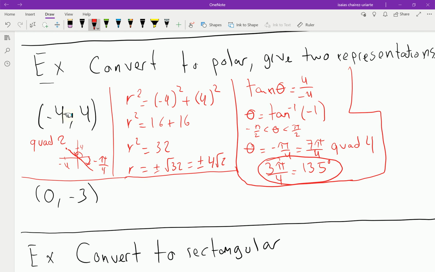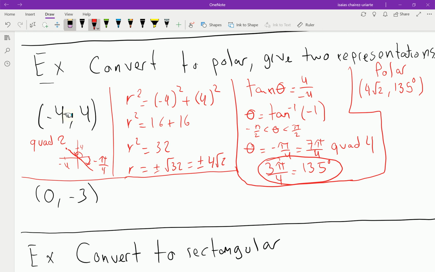All right, so I think I'm finally ready for the polar coordinates. So I'm going to say polar over here. Well, one possible polar coordinate would be this: 4 root 2, 135 degrees. That's one possible polar coordinate.